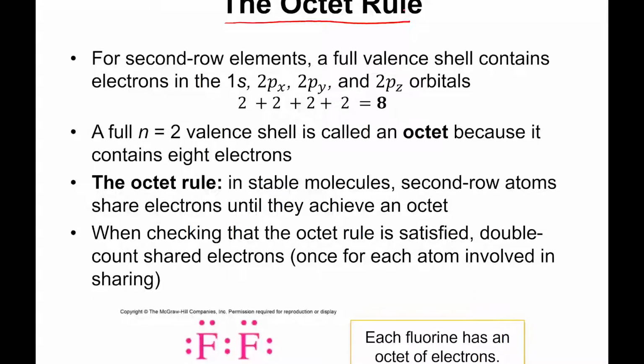And when checking that the octet rule is satisfied, double count shared electrons once for each atom involved in sharing, meaning that in this case, fluorine has 1, 2, 3, 4, 5, 6, 7, 8 electrons. And we're going to count those shared or bonded electrons for the second fluorine. And it also has 1, 2, 3, 4, 5, 6, 7, 8. So it has a full octet of electrons.